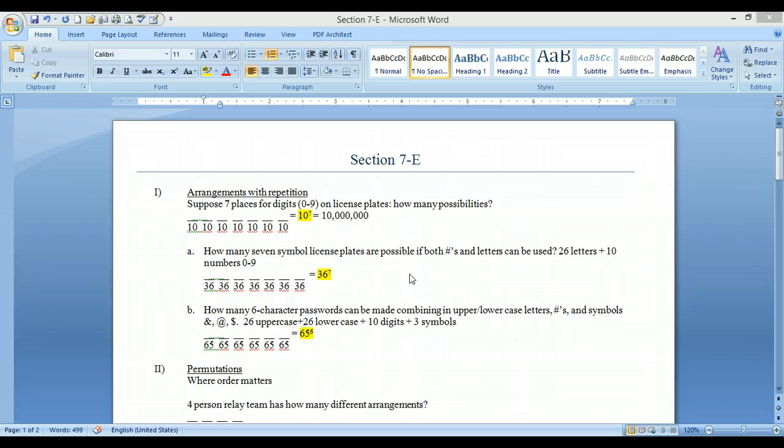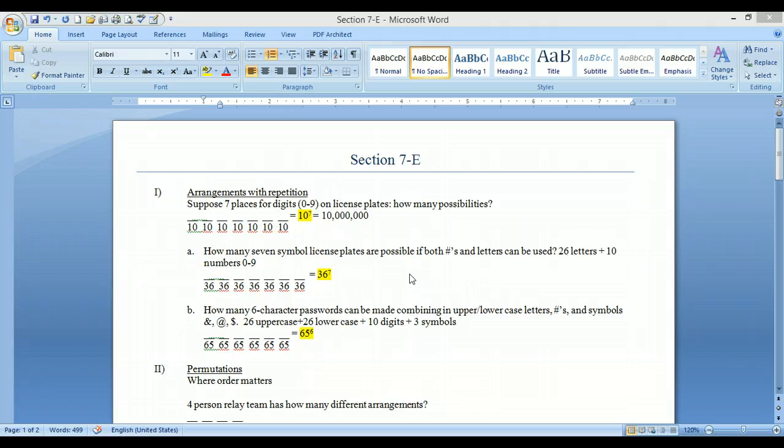All right, section 7E is about arrangements and repetition, also permutations and combinations, and then we'll throw in a little bit of some probability in there as well. The first thing we're going to talk about is arrangements with repetition. Let's suppose there are 7 places for digits 0 through 9 on a license plate. How many possibilities are there?